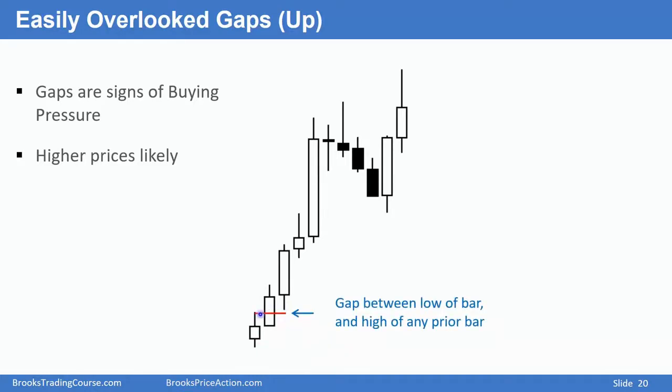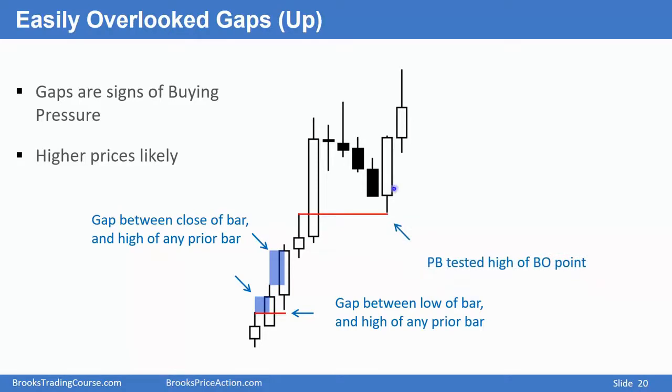Here we have a gap between the low of this bar and the high of that bar. That is a sign of strength. We got a gap between this close and that high. A gap between this close and that high. Again, signs of strength. We have a pullback, but this low stayed slightly above that high. So there's an actual gap here.